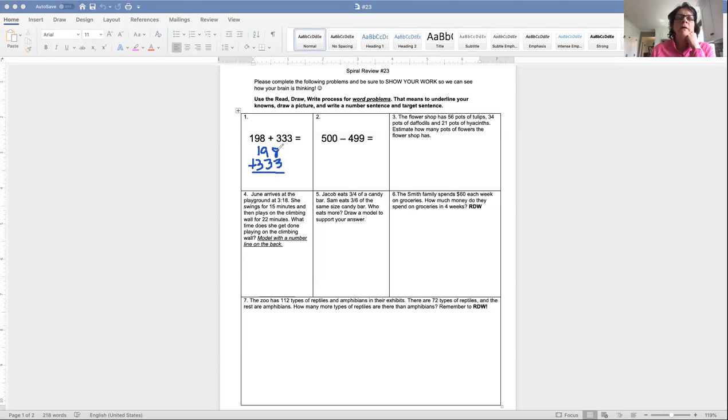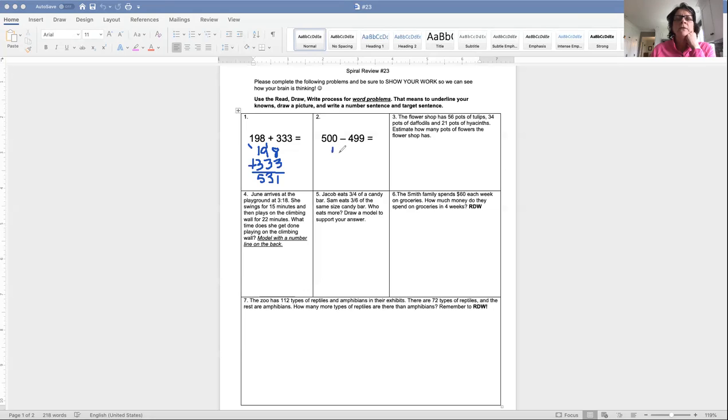You always start with the ones. 8 plus 3 is 11 ones, which is 1 ten and 1 one. Then I add my tens. 9 plus 1 is 10, plus 3 more is 13, which is 100 and 3 tens. Then finally I add my hundreds. 3 plus 1 plus 2 is 5. So 198 plus 333 is 531.